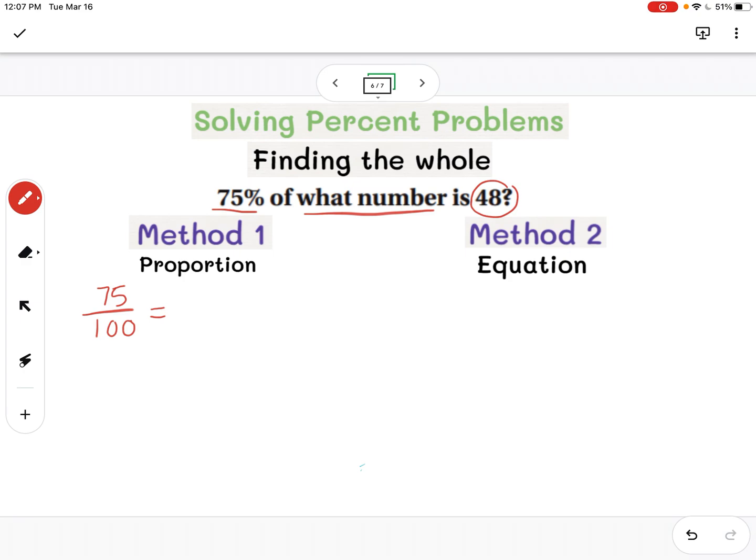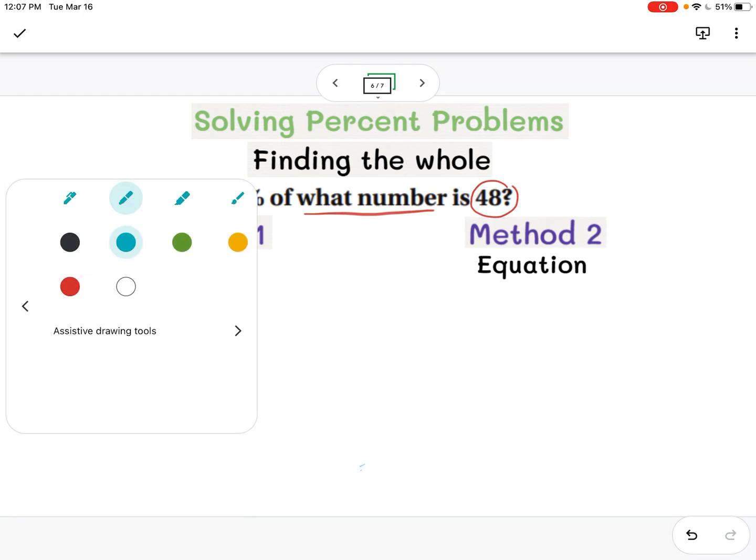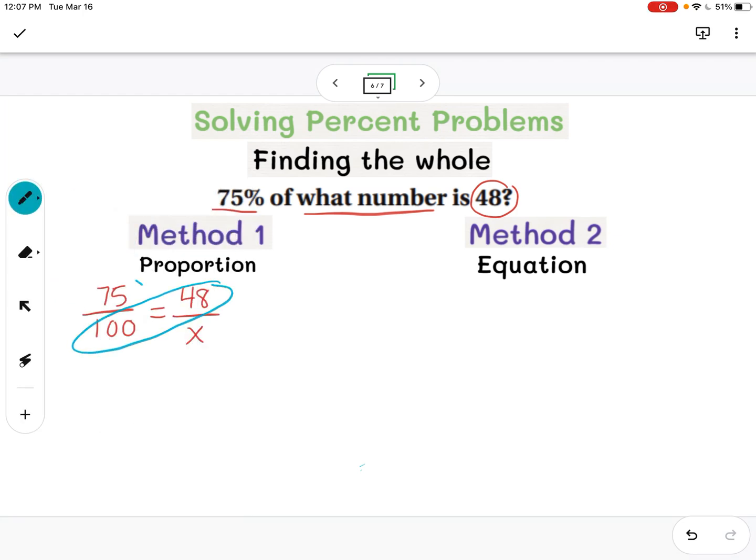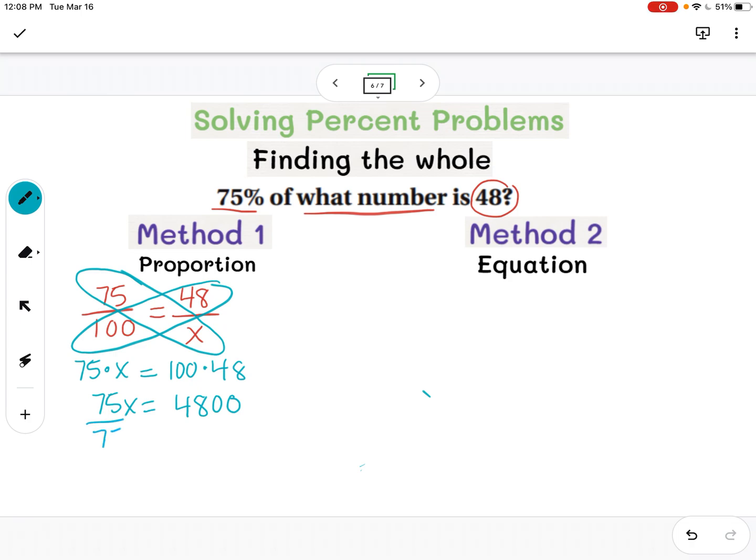So we know 75% of what number is 48. So that tells us that 48 is 75% of some number that we don't know. Therefore, in this case, the x goes in the denominator. All right, so what we would do here, just like we do before, is cross multiply and solve. So 75 times x equals 100 times 48. So 75x equals 4,800. And of course, we would take the last step and divide each side by 75. And that would leave us with x equaling 64.